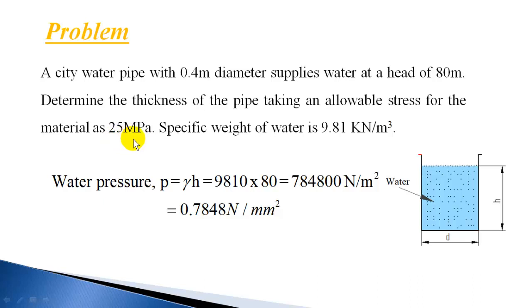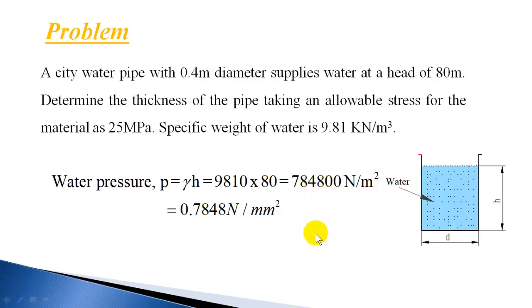So if you limit the hoop stress to 25 megapascal, longitudinal stress will be half of that, 12.5, and maximum shear stress will be 6.25 megapascal. So this is the maximum stress induced, and you have to limit the hoop stress to 25 megapascal. So pressure we got, maximum hoop stress is 25 megapascal, and diameter is 0.4 meter or 400 mm.